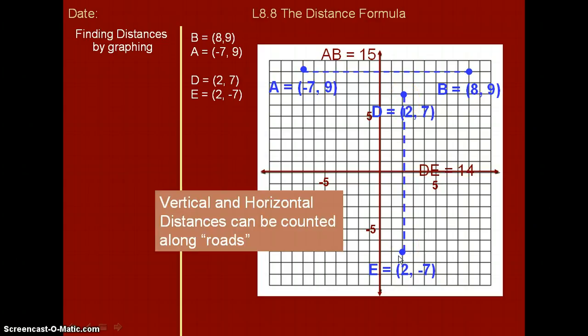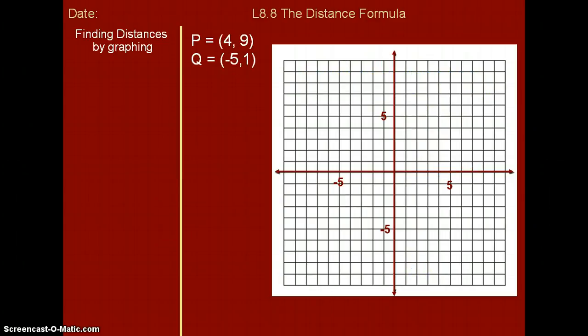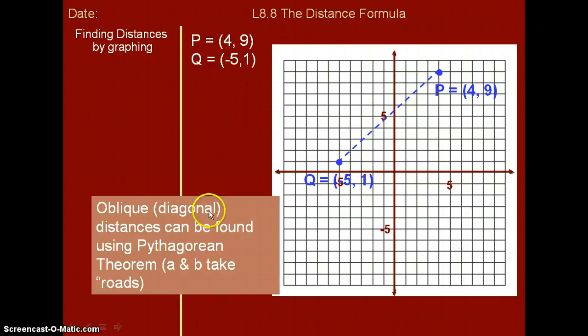So as we take a look, vertical and horizontal distances can be counted along the roads. Things do get a little bit trickier if we have points that do not have a nice road distance that we can count out. The diagonal distance, or an oblique distance, isn't quite as easily counted, but it can be found using the Pythagorean theorem. For the Pythagorean theorem, of course, we would want to have some right angle sides here. So A and B would be following along roads, so to speak.